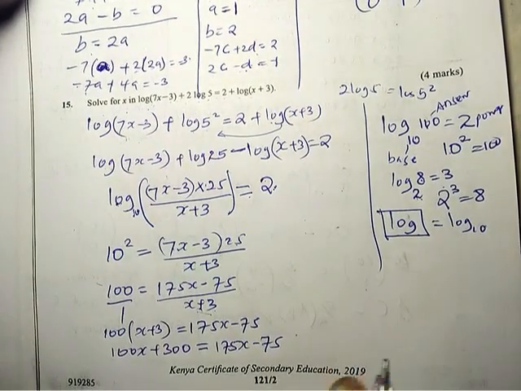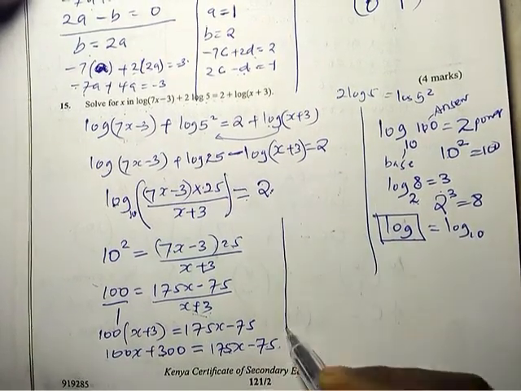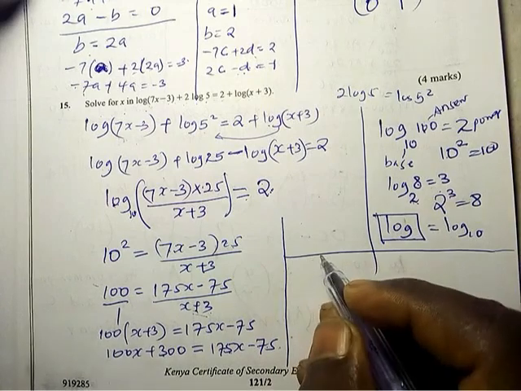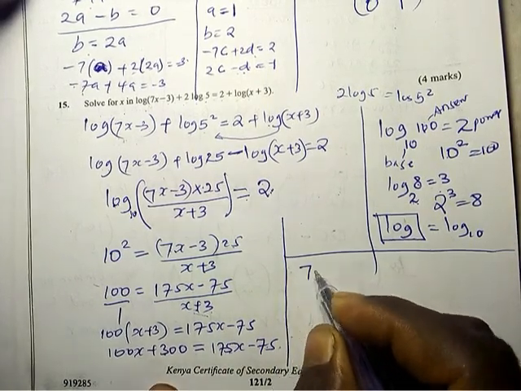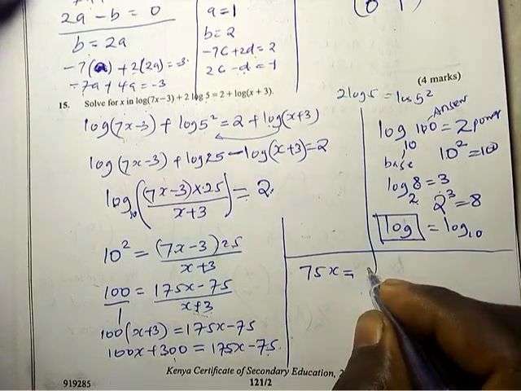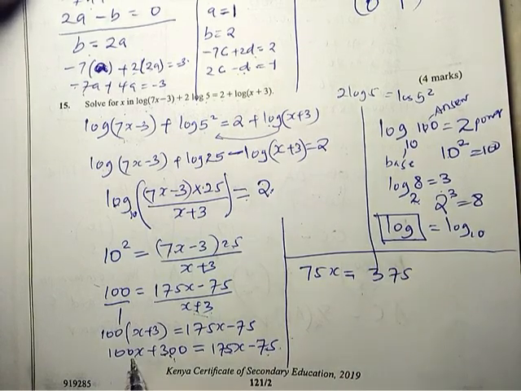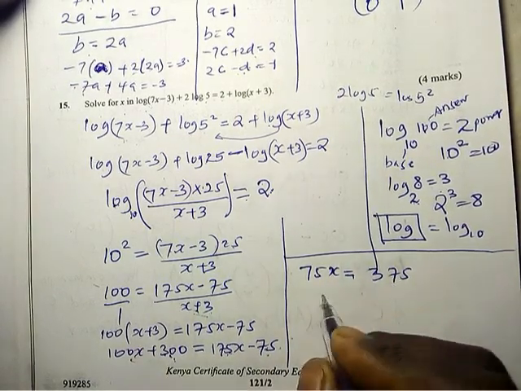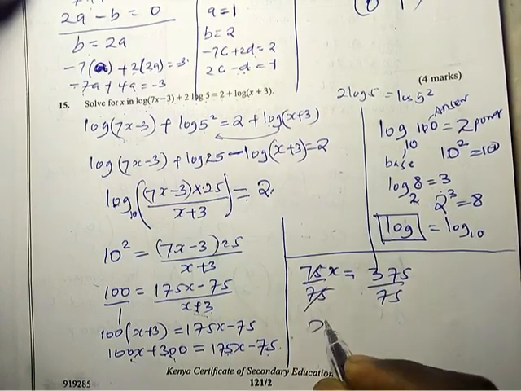Like terms together, the x comes this side. So we are going to have 75x is equal to 375, because this one is added here, this one is subtracted here. So divide by 75, divide by 75. So x is equal to 5.